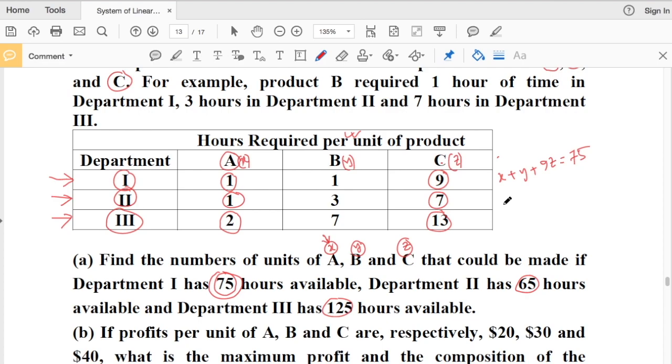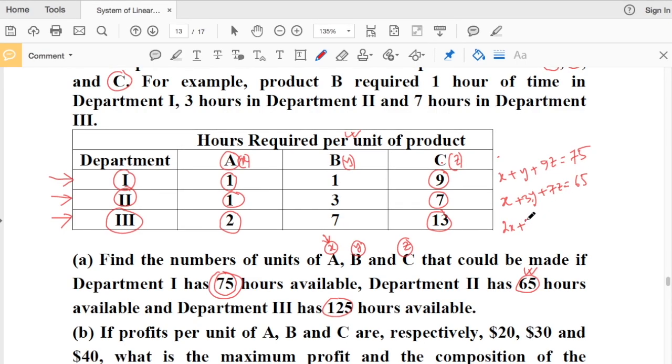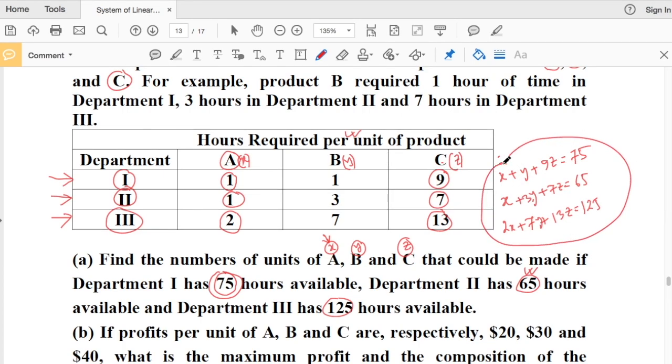And the second equation will be what? Similarly, x plus 3y plus 7z is equal to 65, and the third equation will be what? 2x plus 7y plus 13z is equal to 125. Now you need to calculate the solution of this system.